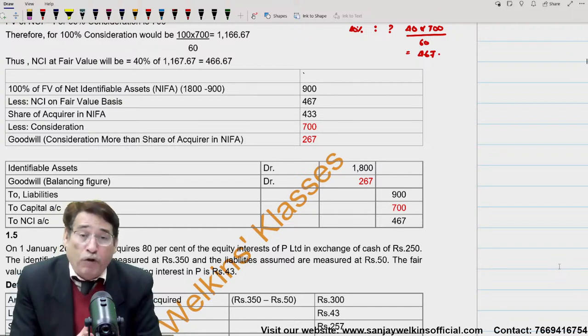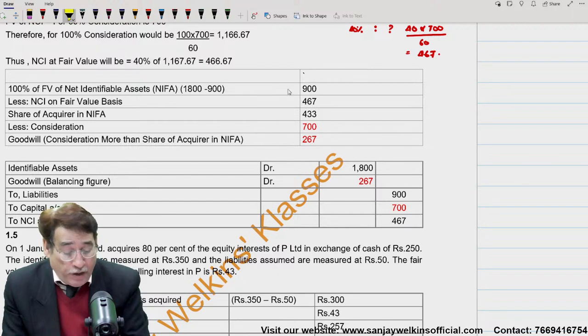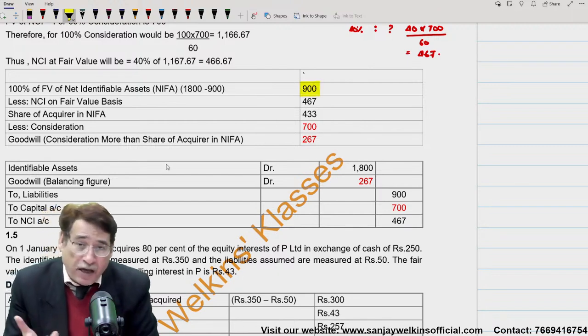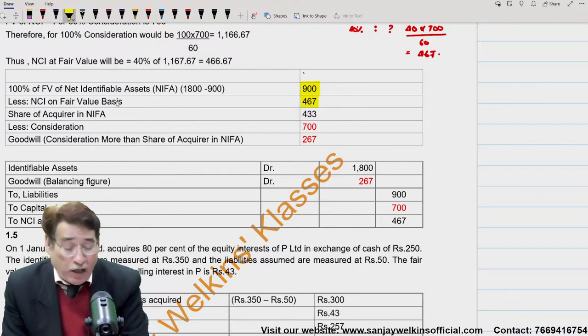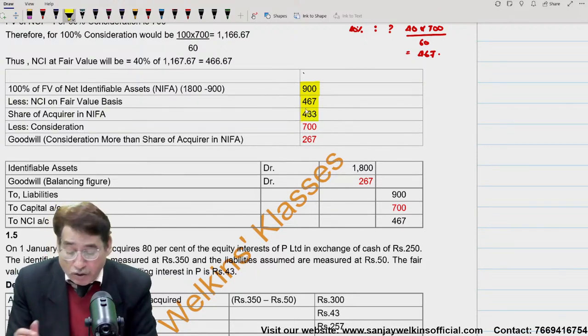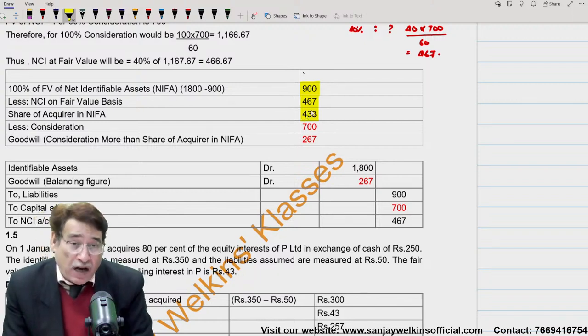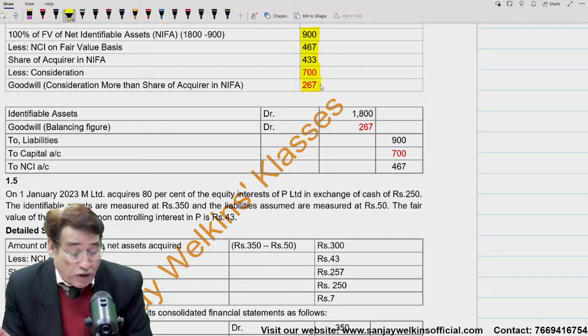Now in this case, what would have been the amount of goodwill? Let's have a look over here. 100% of net identifiable asset is 900, as we know. Out of that, we subtract the NCI because we have taken NCI now at fair value. I will subtract 467, so 433 worth of assets are now remaining. So the share of the acquirer in the net identifiable asset will be equal to 433.